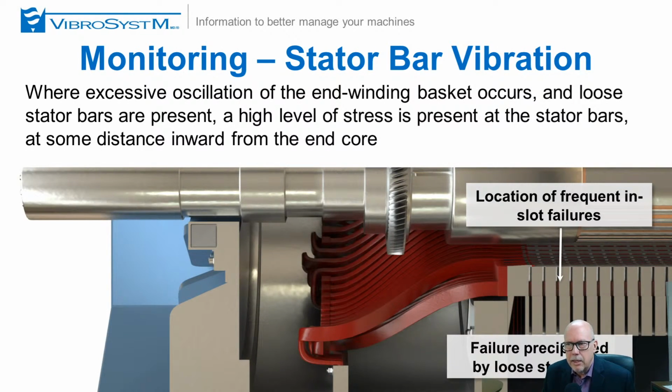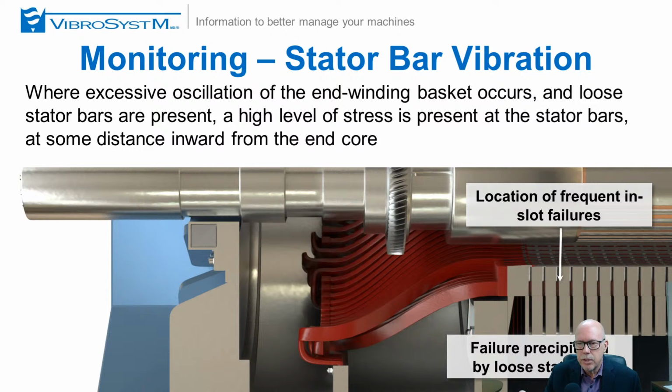Okay, so again, if you have excessive oscillation of the end winding basket, and you have loose stator bars, and of course if you do have high end winding vibration, you can assume that eventually you'll have loose stator bars. You have a high level of stress at the stator bars at some distance inward from the end core. So as I mentioned before, if you look at the end core, where the stator bar exits the core and then starts to rotate and move, depending on the size of the unit, towards the end cap, the vibration at the end of the core is probably where you will see the least amount of vibration.